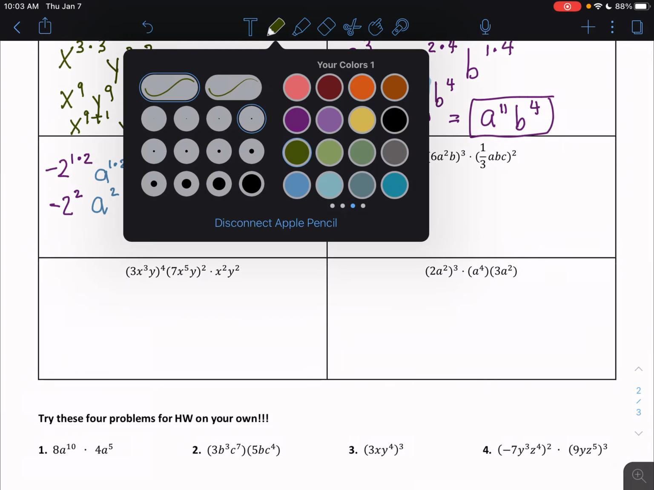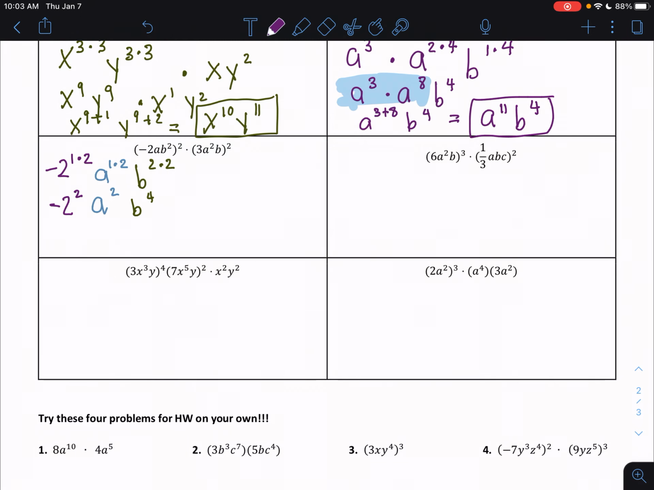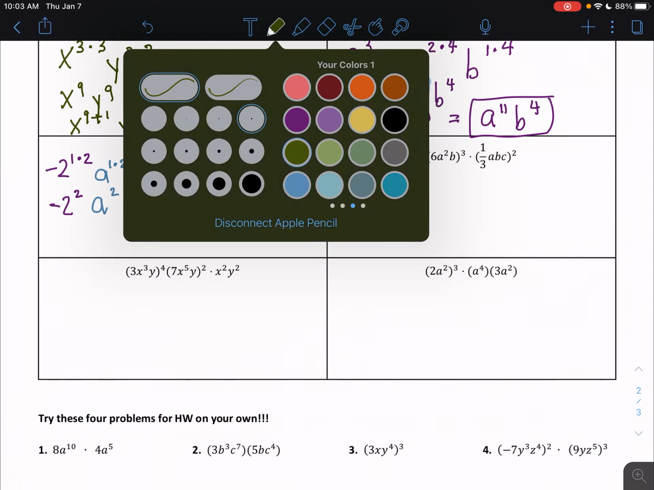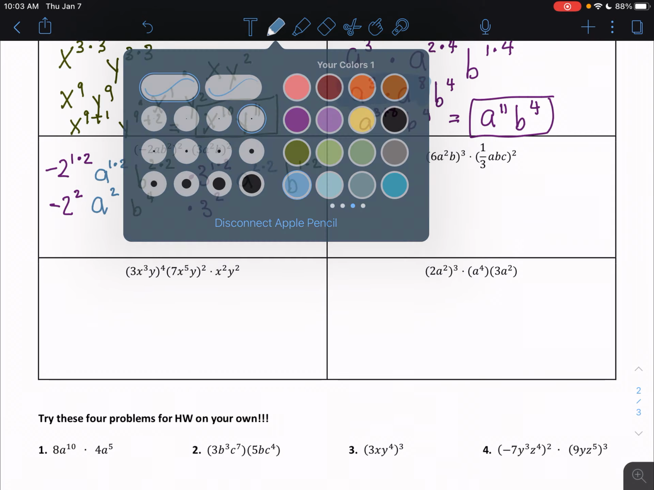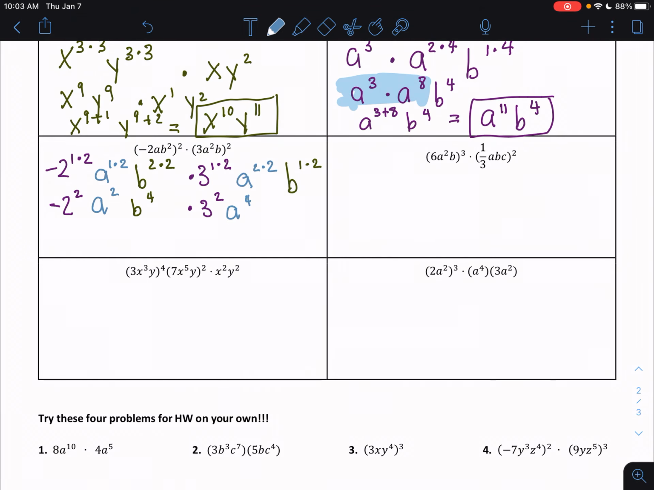And let's go on to our next one. So again, it's still going to be multiplying. And then we have 3 and that invisible 1 times 2. And then we have a squared times 2. And then we have b to the invisible 1 times 2. And now let's simplify this side down. So we have 3 to the second, a to the 4th, and b to the second.